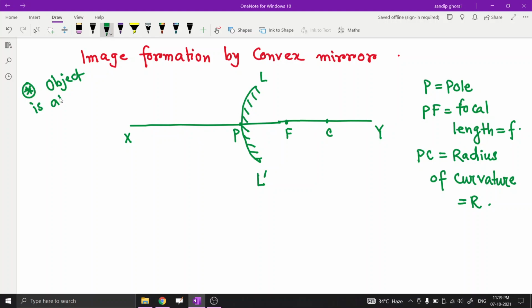We already know that when the object is at infinity, the light coming from the object is parallel to the principal axis. So at first we take these incident rays, which are parallel to the principal axis. The first ray is AB, and the second one we take is RS.